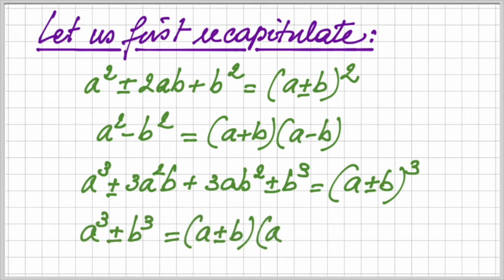And the last one is a cubed plus or minus b cubed, so a sum or a difference of cubes, which can be written as (a plus b) or (a minus b) multiplied by a squared minus or plus ab plus b squared.